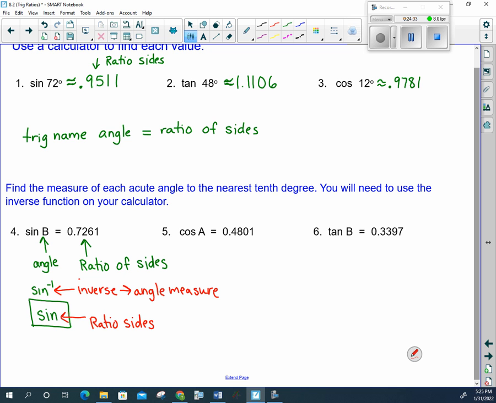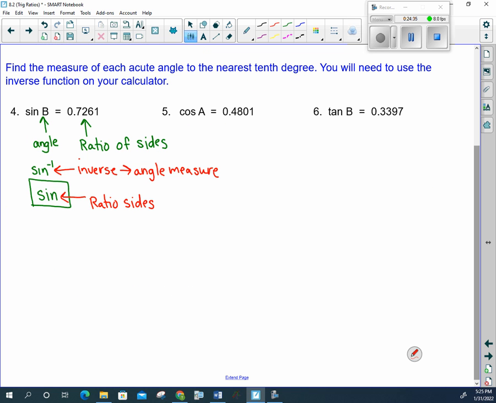So in your calculator, what you're going to do on this is you're going to say, okay, I'm going to hit the inverse sine button, and then I'm going to type the decimal in. Remember, when we're working with inverses, the input and the output switch places. So that's kind of what's happening here. We're kind of switching places with our input and our output. So 0.7261, and that's going to equal B. So that's going to tell me what angle B is. So I'm going to go inverse sine of 0.7261. And so angle B is about 46.5 degrees.